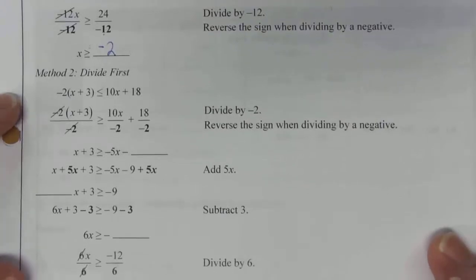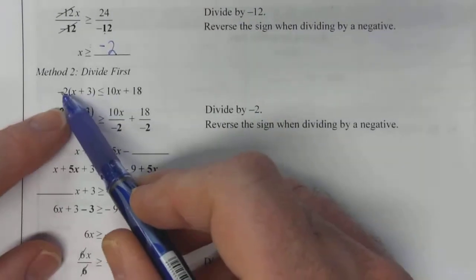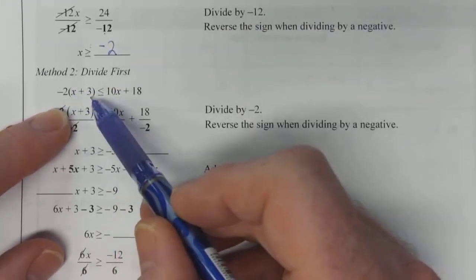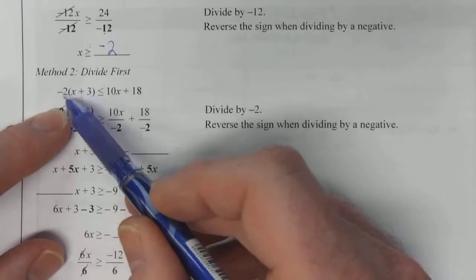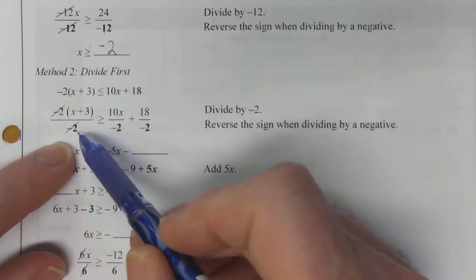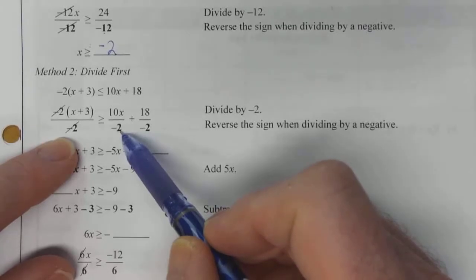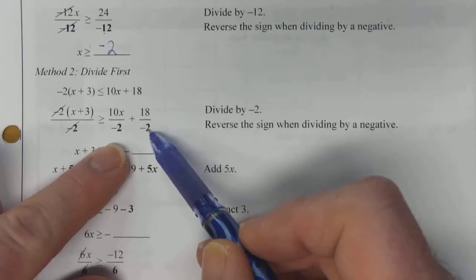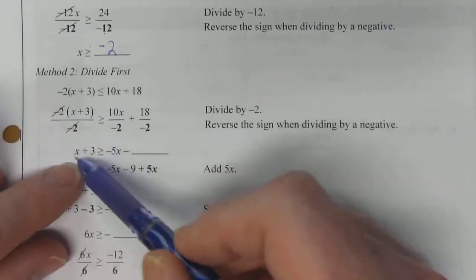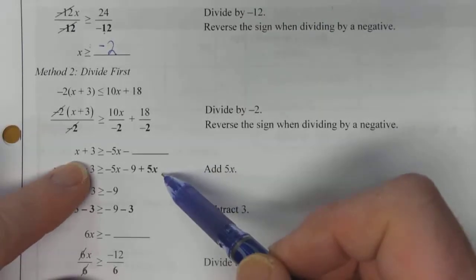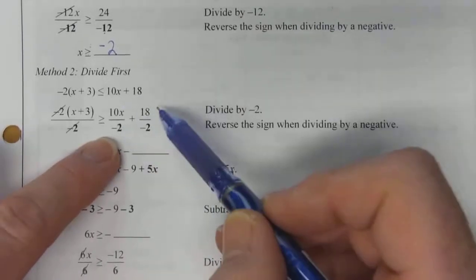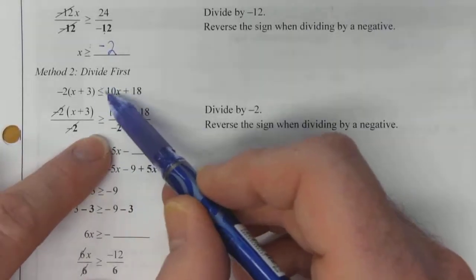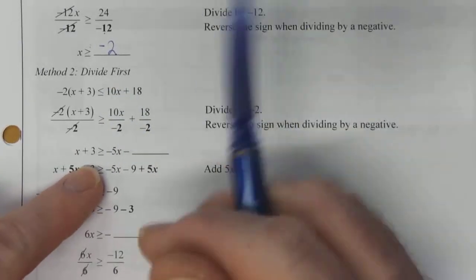Method 2 is divide first. Because we've got this negative 2 being multiplied by everything else on this left side of the equation, we can divide both sides by negative 2 to get rid of this. When you do that, you're dividing both terms on the right by negative 2. So these two cancel out, leaves you with x plus 3 on the left. 10x divided by negative 2 and 18 divided by negative 2 on the right. We divided by negative, so we have flipped the sign. It was less than or equal to. Now it's greater than or equal to.